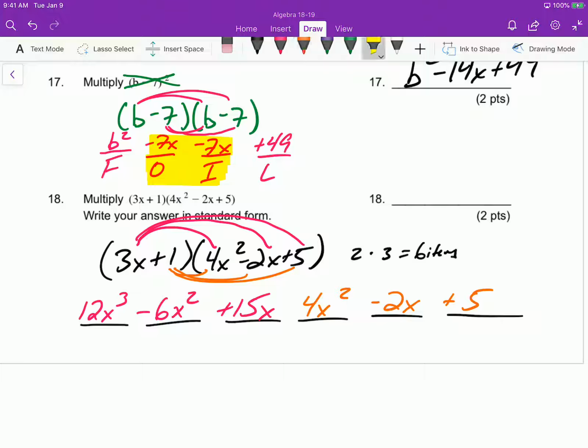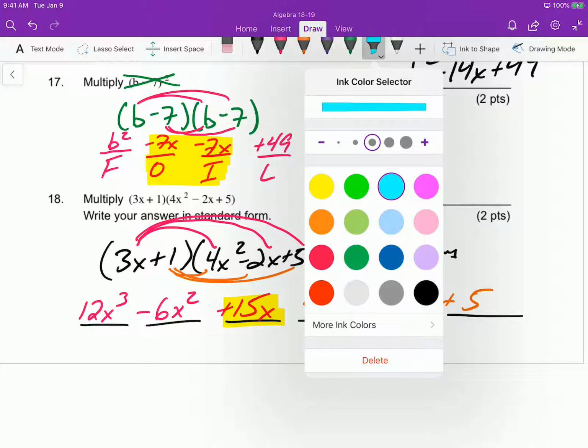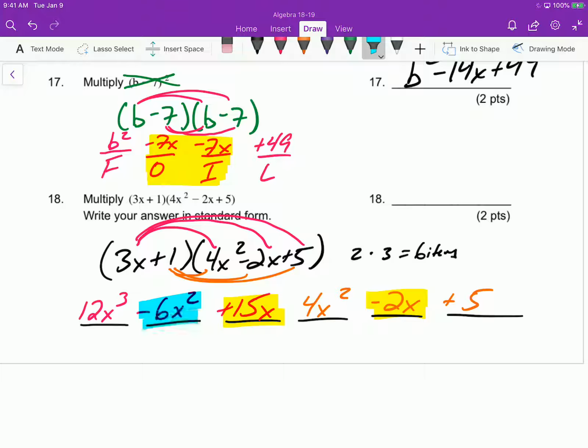So then now I can look, are there any like terms? There actually are more than one. So I notice there's regular x's, and I notice there's some x squareds going on here. So now I combine those like terms. The outside two stay the same. So my final answer would be 12x cubed minus 2x squared plus 13x plus 5.